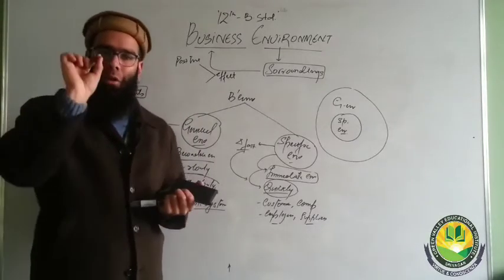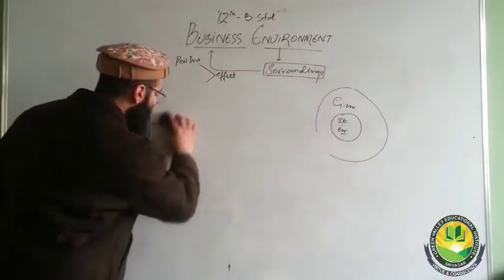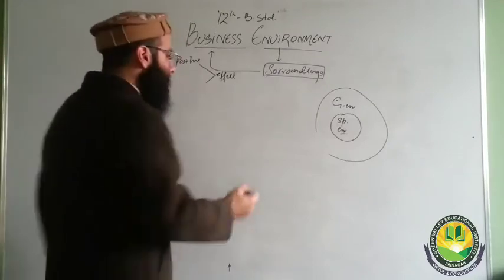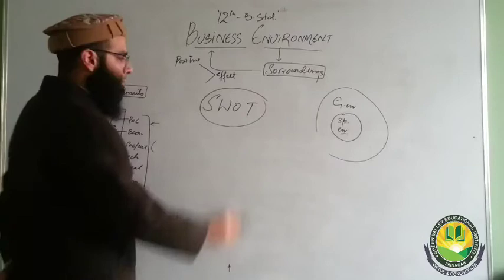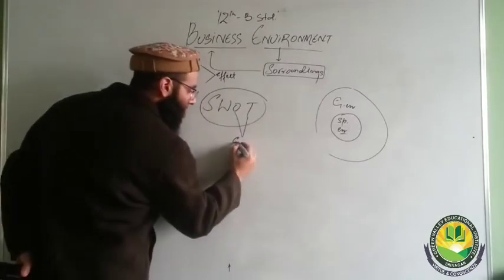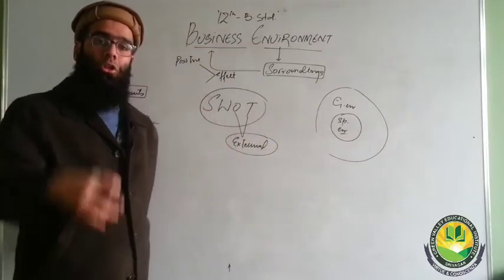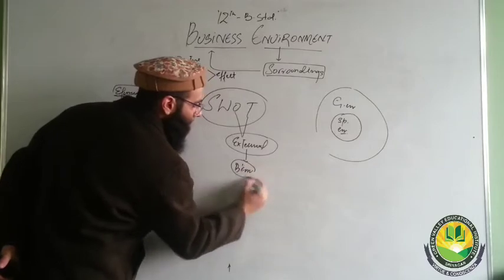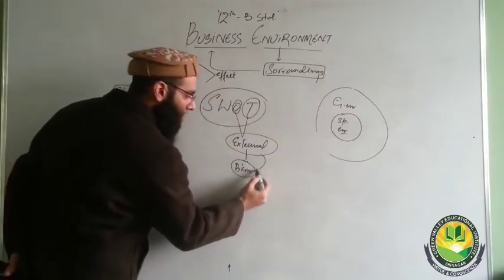But before we do that, we have to understand one important notion about business environment: why is there a need for us to understand it? Why do we need to analyze it? We might have learned this in our 11th class: SWOT, strengths, weaknesses, opportunities, and threats. Opportunities and threats are external to the organization, and because they are external, they can only be understood when we understand our business environment. So in order to understand our opportunities and our threats, we have to understand the business environment.